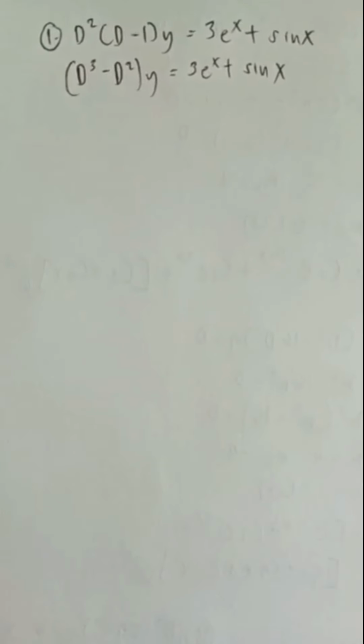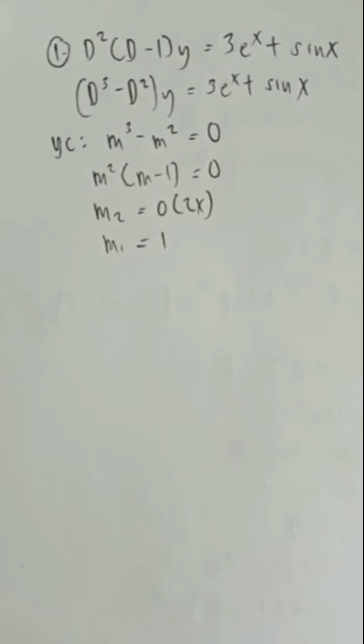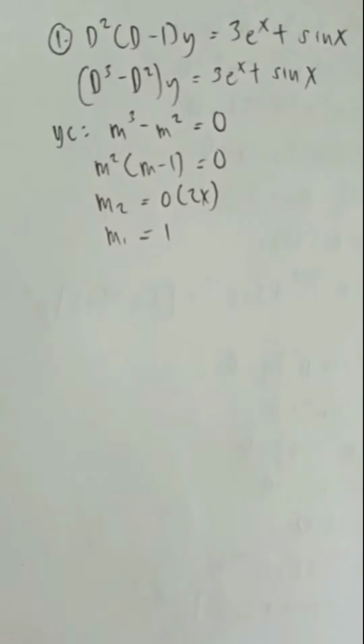Para sa ating complementary solution, mula sa differential operator form, gawin natin itong auxiliary equation form, kaya magiging m cubed minus m squared is equal to 0. Ngayon, yung roots nito, m1 is equal to 1, m2 is equal to 0, dalawang beses.